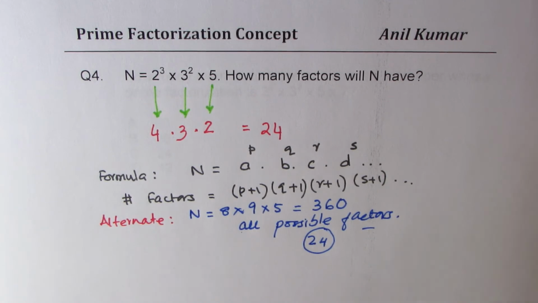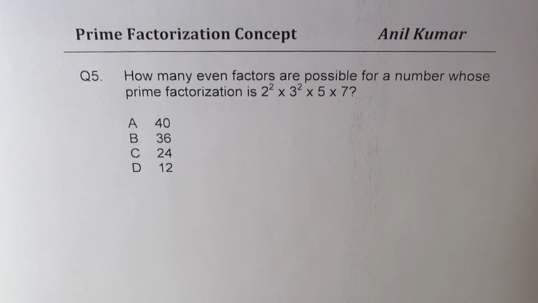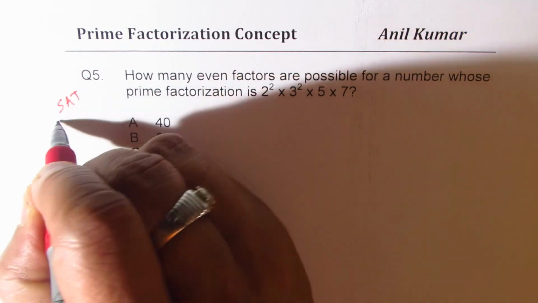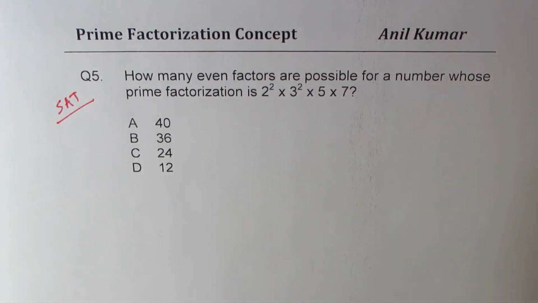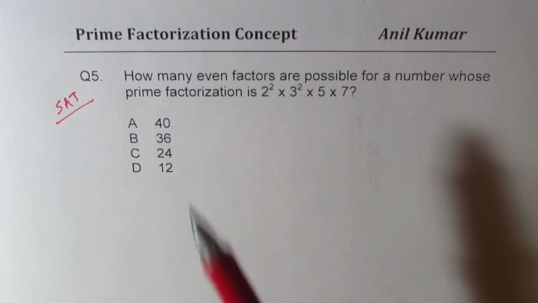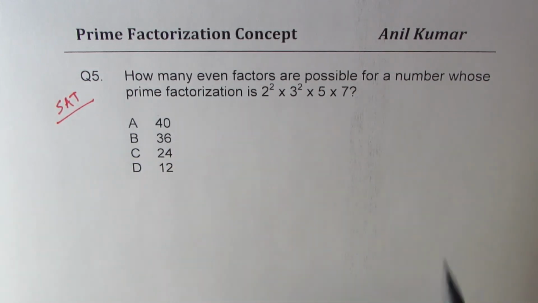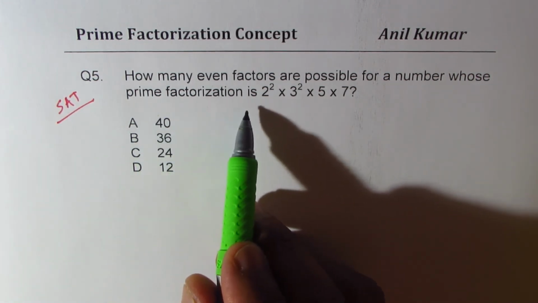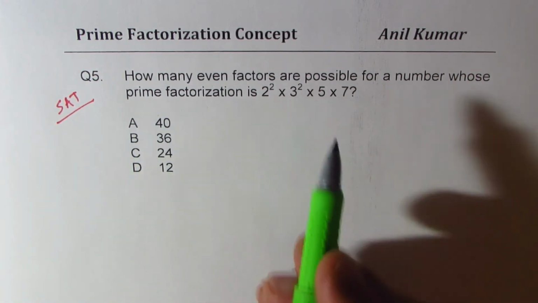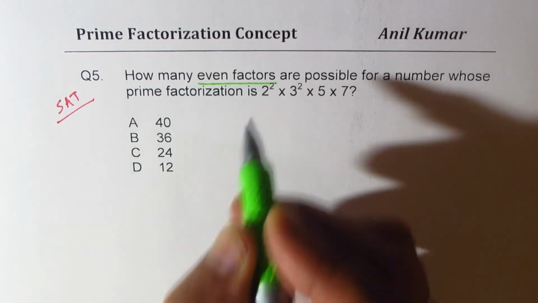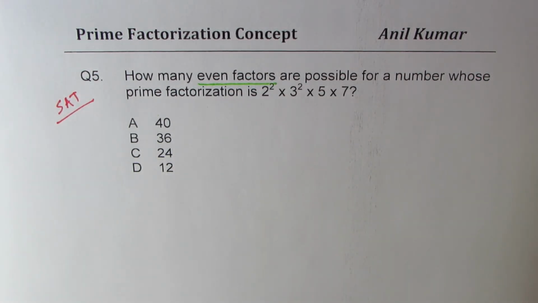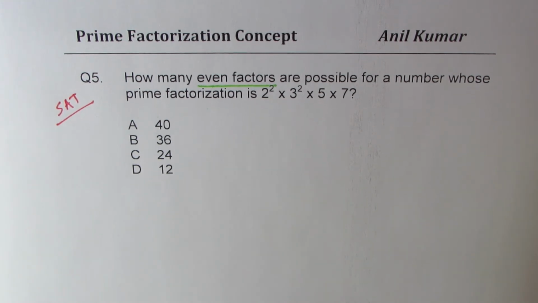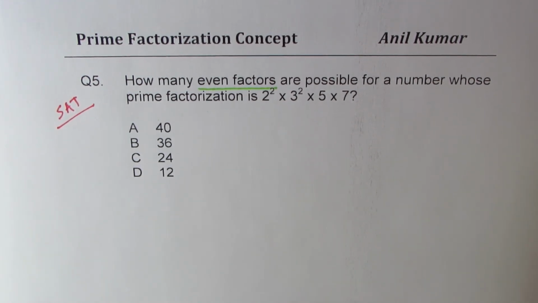Now, we are moving on to high school students, and at times this could be a test question for you in papers like SAT, right? Or even in Waterloo. I have seen this kind of test question. So the question for you now is, how many even factors are possible for a number whose prime factorization is 2 square times 3 square times 5 times 7? Remember, we are looking for only even factors. So you can pause the video, answer the question, and then look into my suggestions.